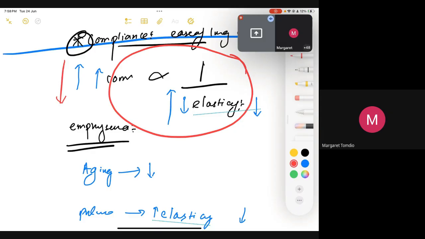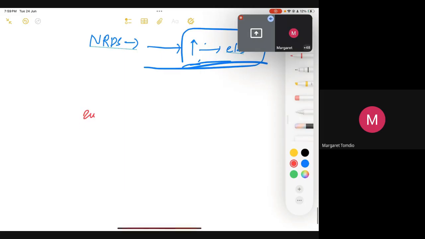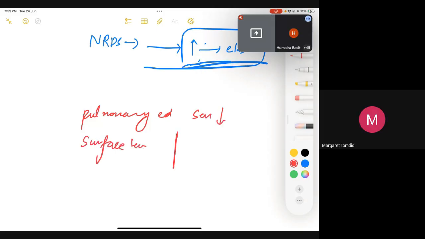Okay, so let me ask you another thing. Pulmonary edema. In pulmonary edema, what happens to the surfactants? Surfactants decrease. What happens to surface tension? Increases. What happens to compliance? Decreases. Compliance decreases, right? So that was all about compliance.